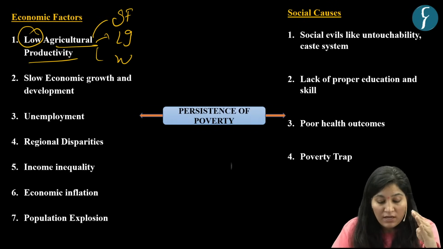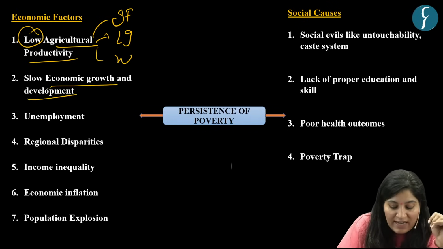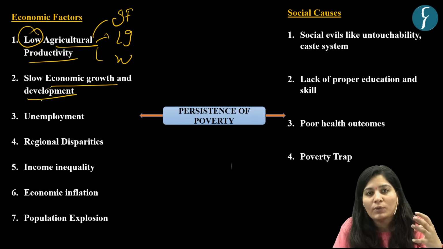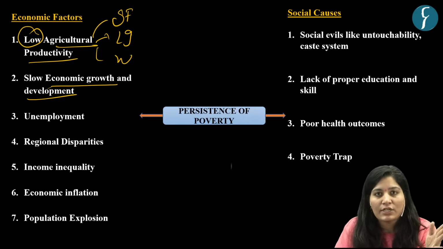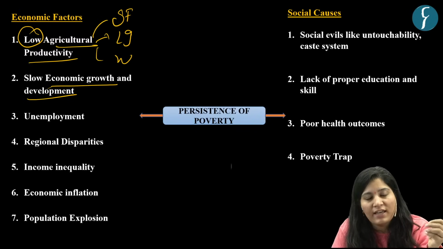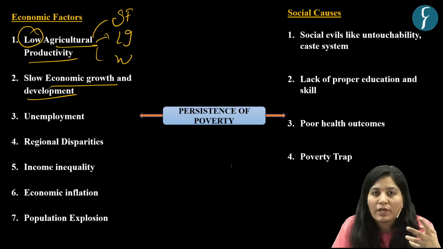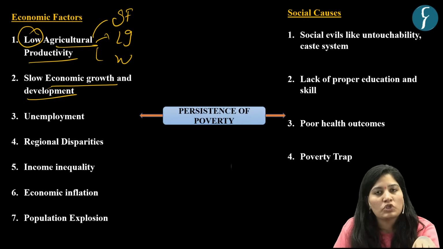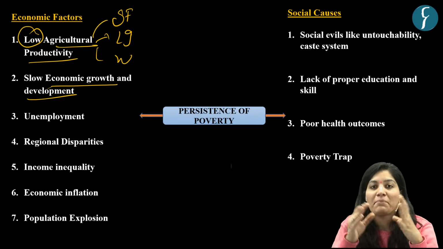Second, slow economic growth and development. We all know that before the 1991 LPG era, liberalization, privatization and globalization, India had slow economic growth. And this slow economic growth somewhere pushed millions of people into the bracket of poverty.